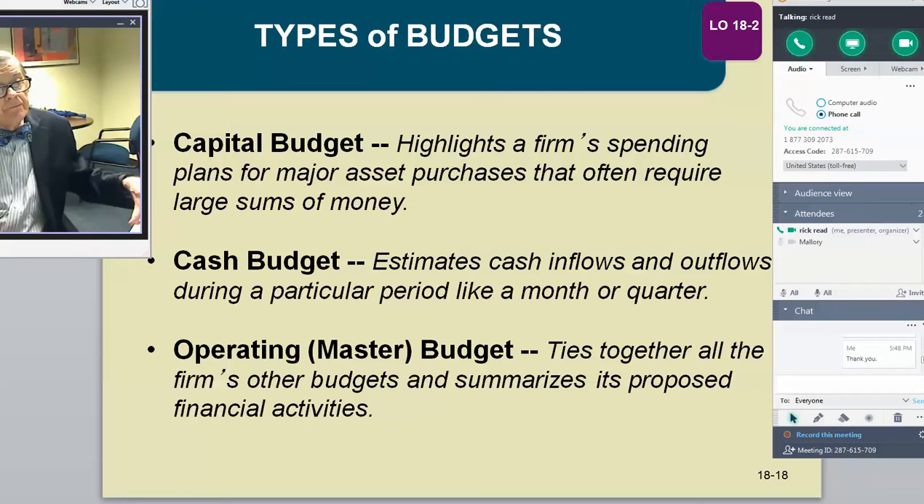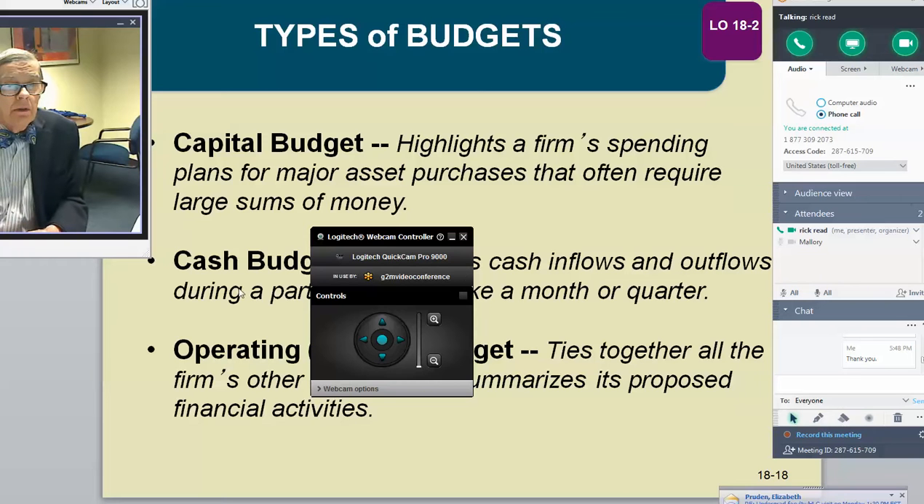Cash budget, exactly what it says, what comes in, what goes out for a particular period of time, usually a month or a quarter, and then of course we're going to roll that up on an annual basis. And then finally, the operating budget, or the master budget, it ties everything else together.